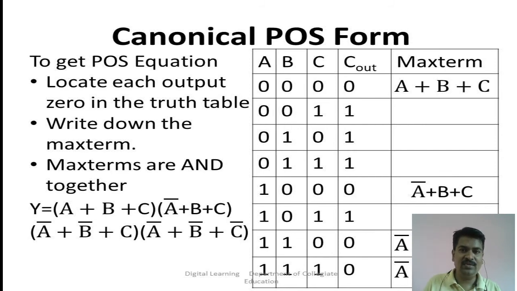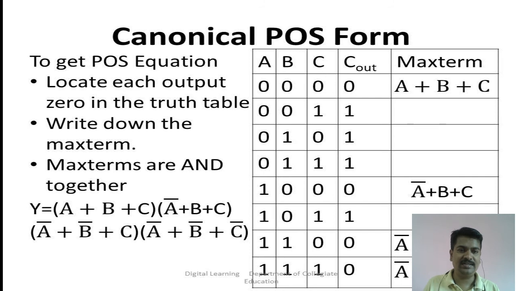After identifying the zeros, for each 0 you write a maxterm for that combination of inputs. Here the 0 is for the combination 0 0 0. For this the maxterm is A plus B plus C. If an input variable is 0, write it in normal form. Another 0 is for 1 0 0. For that, the maxterm will be A bar plus B plus C. Another output 0 is for the combination 1 1 0. For that, you write A bar plus B bar plus C.